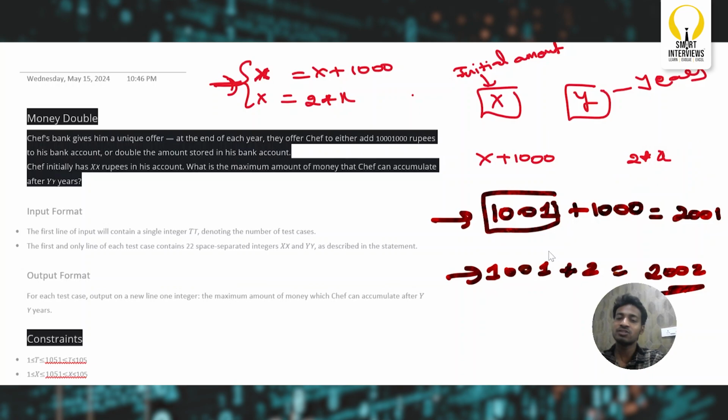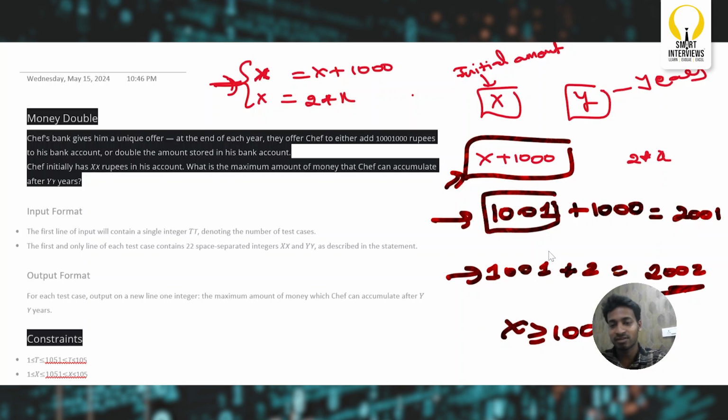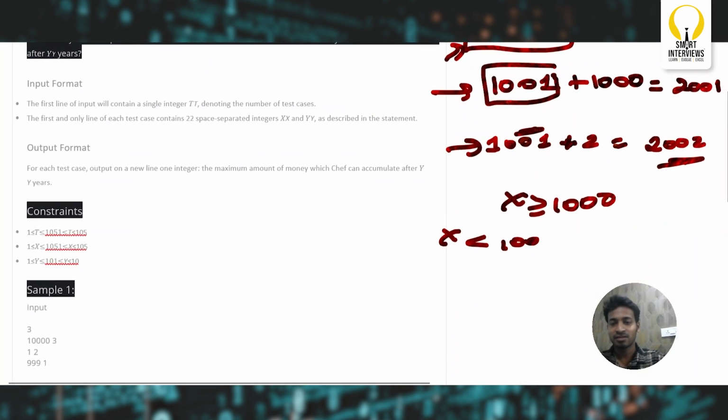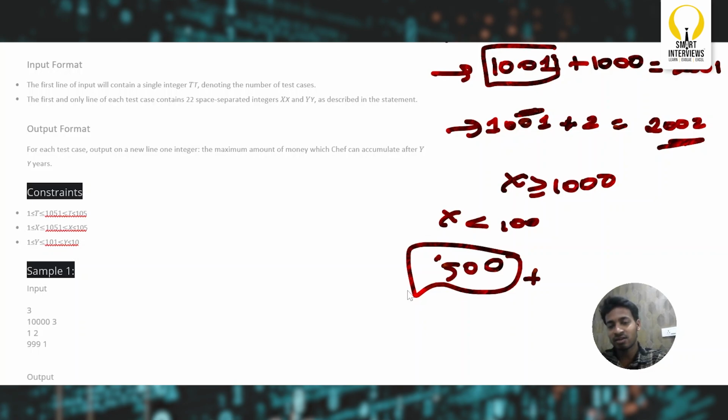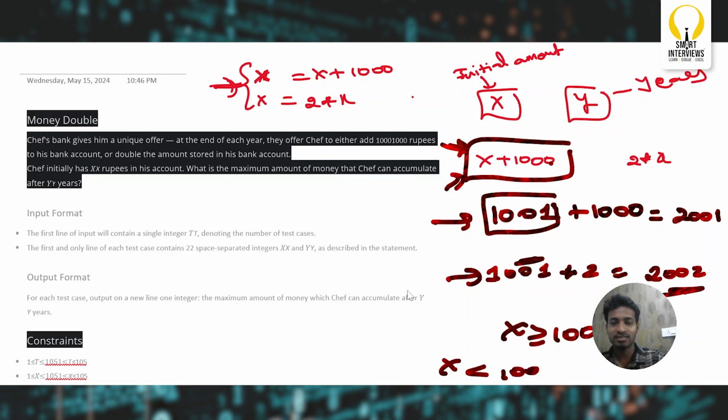Now what is the point where you'll make this choice? Obviously, if x is greater than or equal to 1000, you go for doubling. Maybe when x is less than 1000, you might go for adding. Let's check. Let's say we have something like 500. When you have your initial amount as 500, adding 1000 gives you 1500, whereas doubling gives you 1000. So you'll go for adding 1000. I hope you were able to understand what I'm saying.